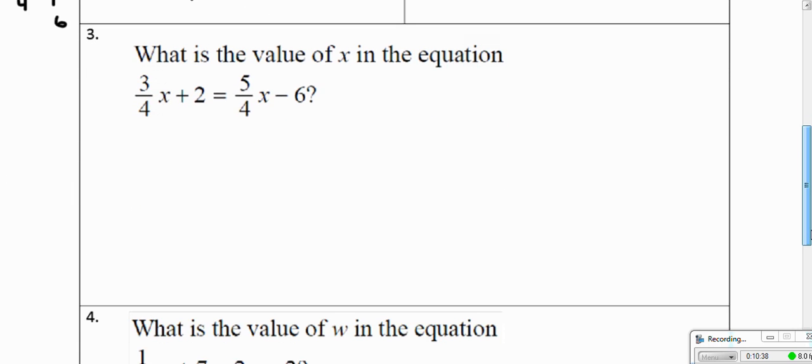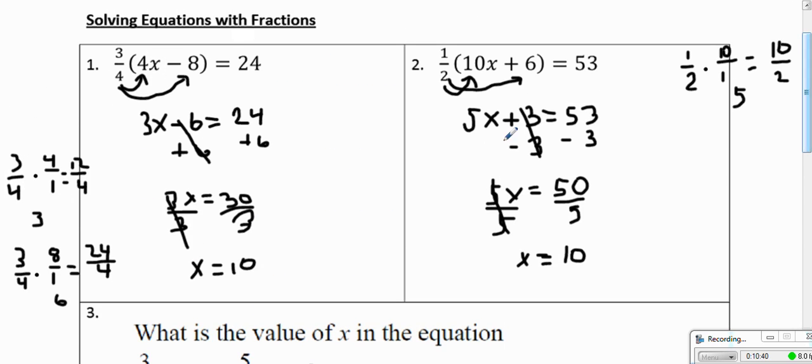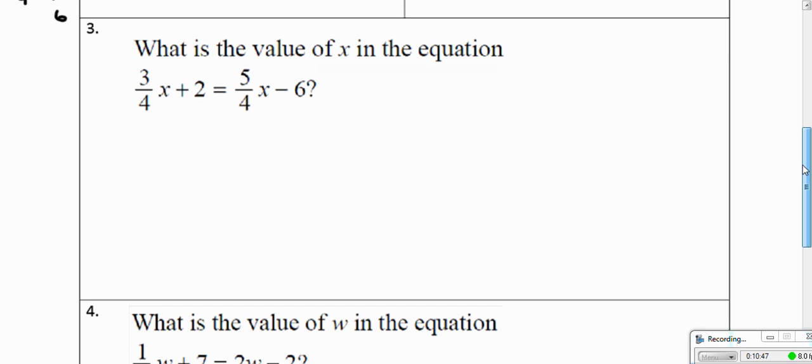The next one, a little bit different. Take a look. All of these, number 2 and number 1, had distributive property as a fraction outside. You had to multiply. This one, number 3, does not have distributive property. Does not have parentheses. But it does have the x over here and an x over here. You need to get those x's together. So you have to bring the smaller, or you don't have to, but I always bring the smaller x over to the larger x. So I'm going to take this 3/4 x and minus it on each side.